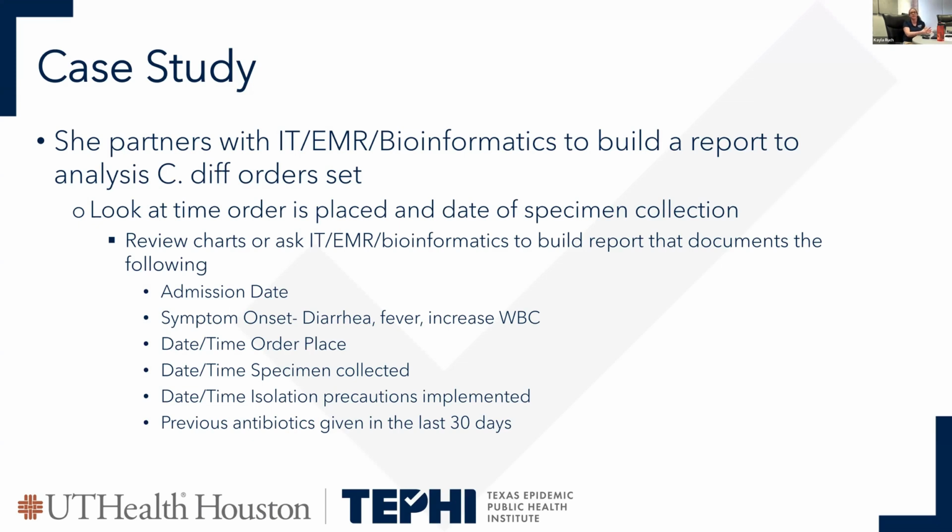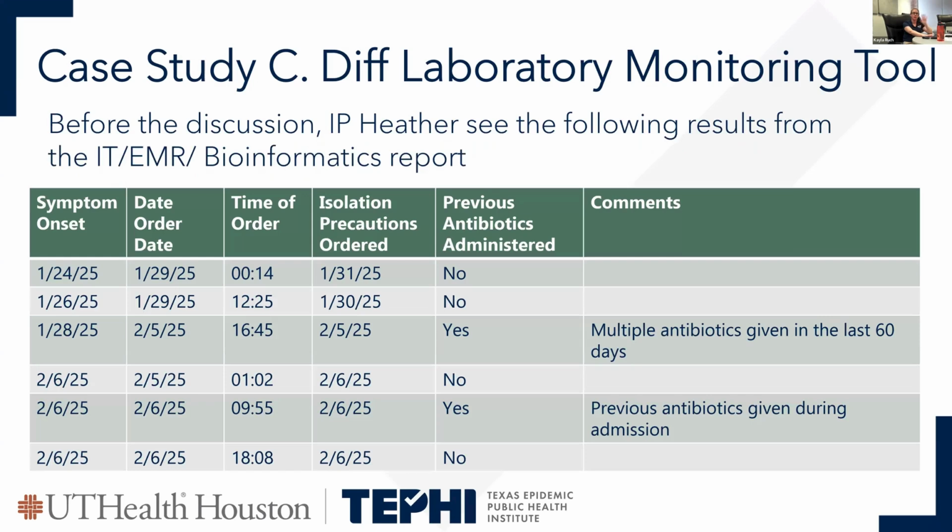And then when you're looking at if there is an issue with ordering, you always want to have data, not just have hearsay of someone saying that there's a delay in ordering. You can ask your bioinformatics team or your EMR team or IT, depending on your facility and your capacity, to do a deep dive into your order set, specifically looking at date time orders, looking at symptoms, and kind of building your report based on the information that you want to see in that. So based on that, we build our report. We want to look at symptoms, the date ordered, time ordered, isolation ordered, and then if previous antibiotics were administered, and then any other additional comments that you want to have.